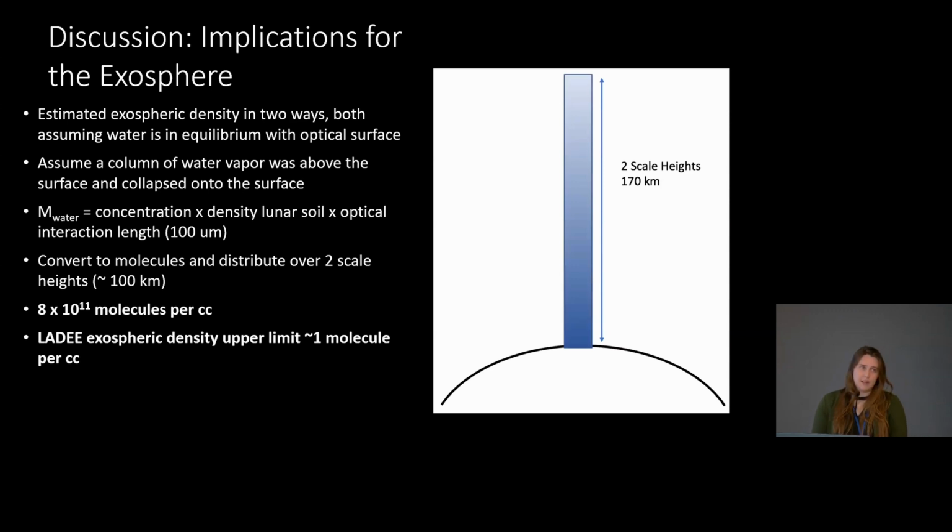So we did some back of the envelope calculations to see what this would look like. If you look at it like a column of water over one of our pixels, this comes to about 8 times 10^11 molecules of water per cubic centimeter, which is orders of magnitude above the LADEE exospheric density limit of 1 molecule per cubic centimeter.